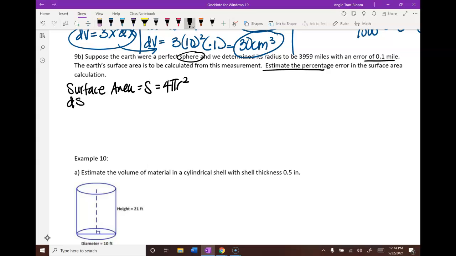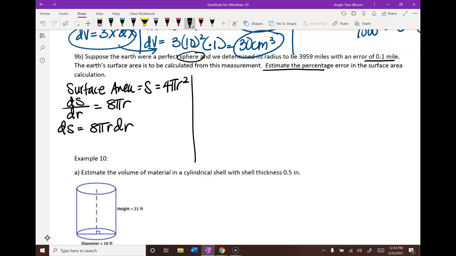Then we are going to do the derivative, the change in surface with the change in radius, 8 pi times r. If we just want the change in surface all by itself, we multiply both sides by dr, so 8 pi times r times dr. Okay, so that is that for now. Let's go back and check really quickly.